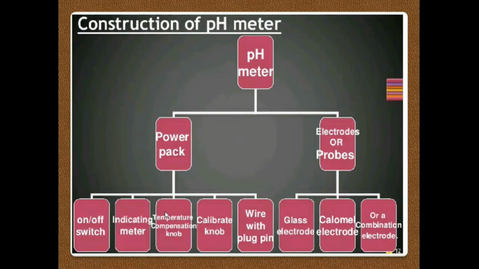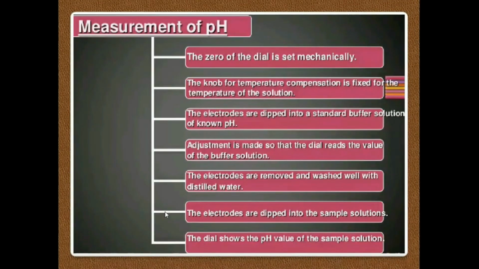Construction of the pH meter. Your pH meter has a power pack on this side and electrodes or probes on that side. Inside the power pack you have an on-off switch, indicating meter, temperature compensation knob, calibration knob, and wire with plug-in. And in the electrodes or probes, you have a glass electrode, a calomel electrode, or a combined electrode, a combination of these two, glass and calomel.